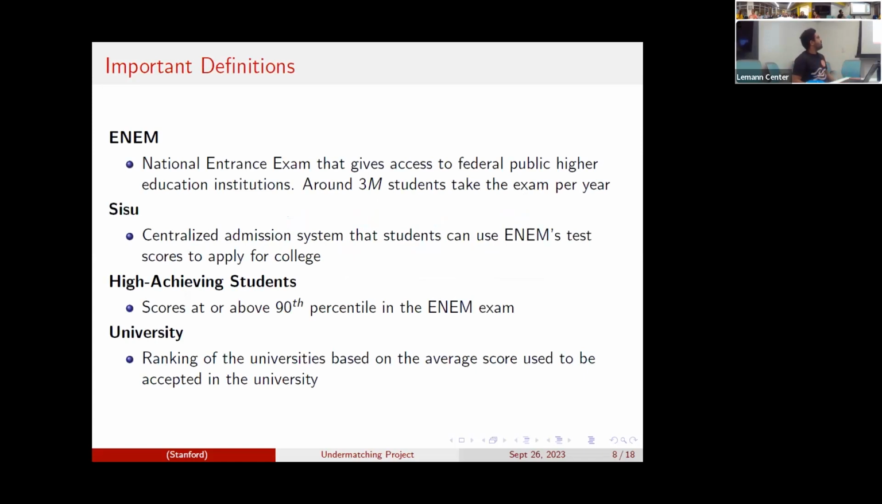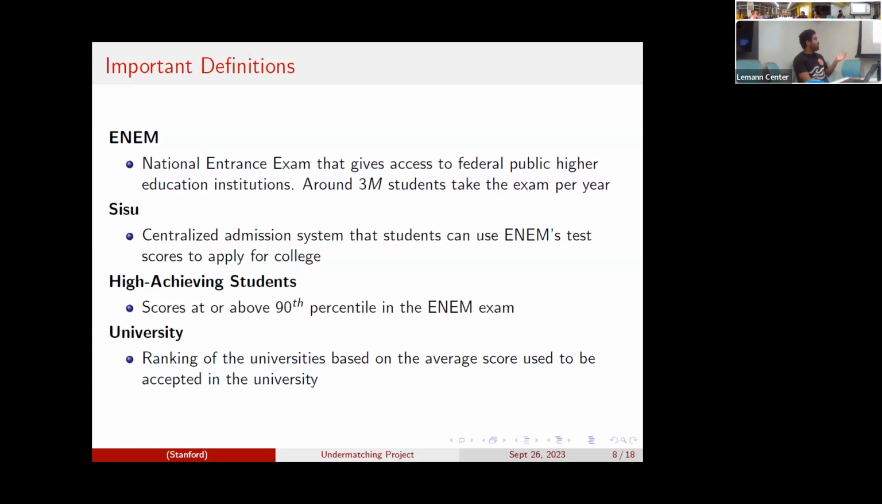So just some important definitions. The ENEM is the national entrance exam in Brazil. It gives you access to several federal public higher education institutions. Around 3 million students take the exam every year, and this number has also reached 5 to 6 million in previous years. Sisu is basically the centralized system where students use their ENEM score, as I mentioned, to apply. And here we are trying to get a definition of high-achieving students. In our case, we define them as students that score at or above the 90th percentile in the ENEM exam, so the top 10% of students on the exam.